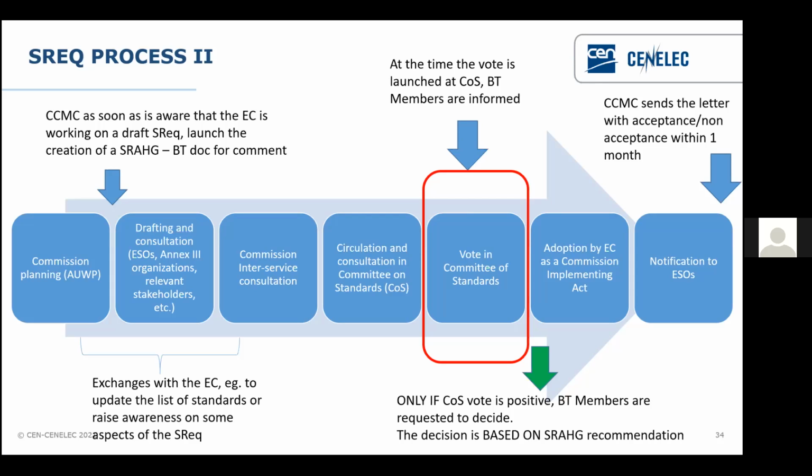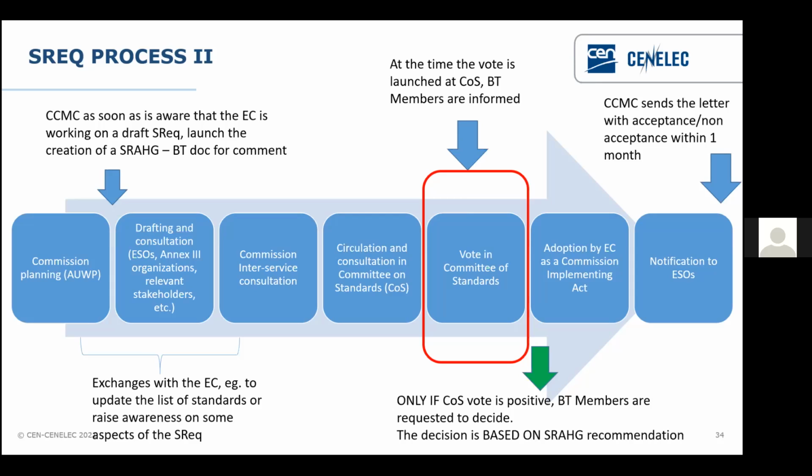Of course, the concerned CEN technical board or CENELEC technical board will vote. If, for instance, the standard request is on LVD, low voltage, of course, only the CENELEC technical board will take a decision. This is a 4 weeks consultation, and then, of course, the technical board will decide whether to accept or not to accept the standardization request. As I said, this decision will be based on the SRAG recommendation.